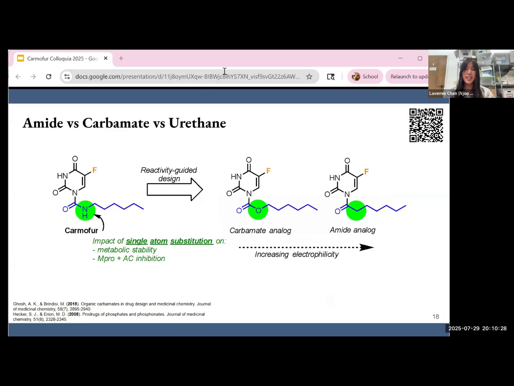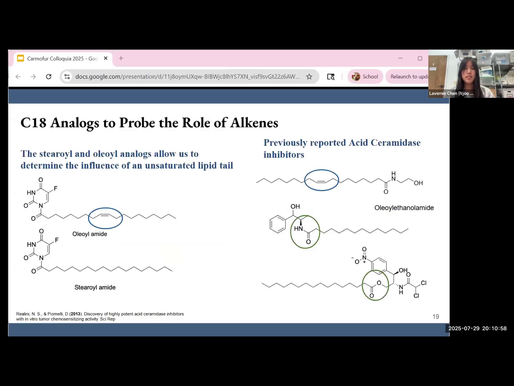And through reactivity-guided design, we decided to probe the effects of dual inhibition of the main protease of SARS-CoV-2 and acid ceramidase, as mentioned earlier by Chansey, utilizing single atom substitution to form our carbamate and amide analogs, with the carbamate being an oxygen instead of the amine, and for amides a carbon. This also allows us to see the effects of increasing the electrophilicity of these compounds and their metabolic stability.